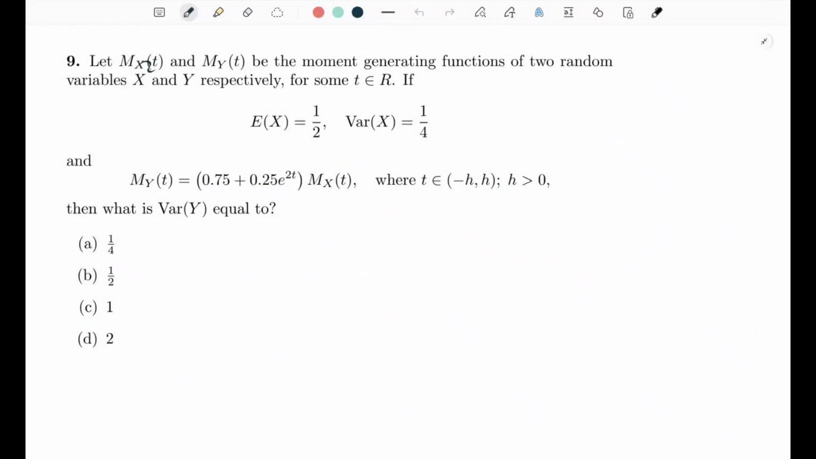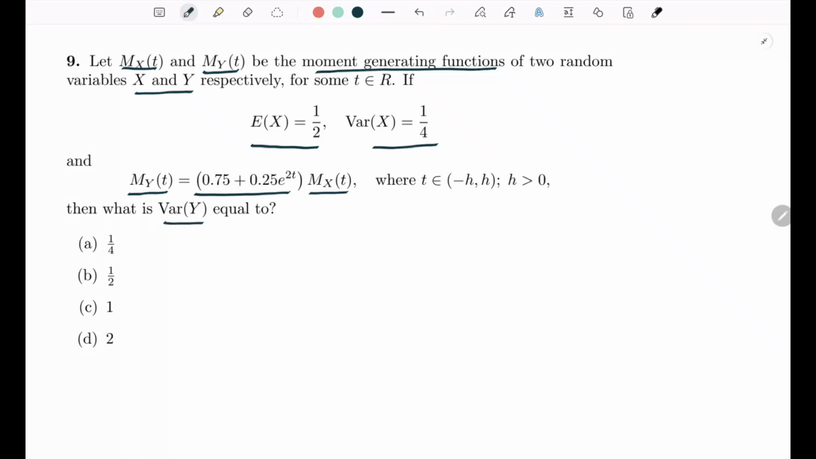Question 9. Let M_X(t) and M_Y(t) be the moment generating functions of two random variables X and Y respectively. If the expected value of X is 1/2 and the variance of X is 1/4, and the MGF of Y is given as the MGF of X multiplied by some expression, then what is the variance of Y?